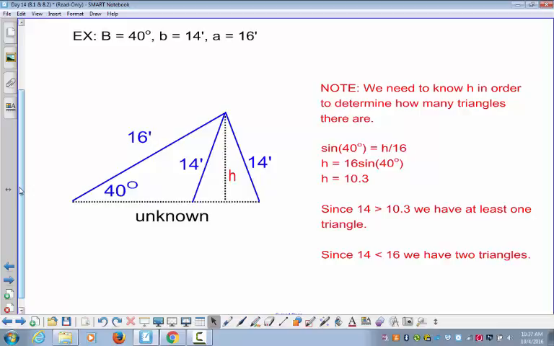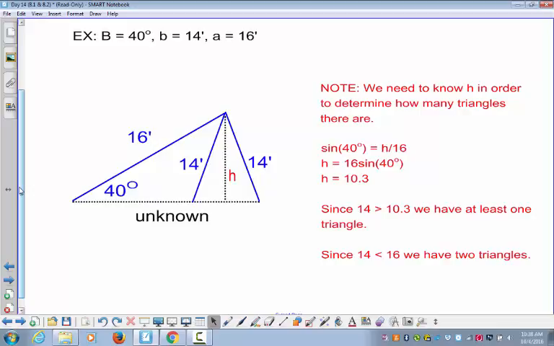And then we have two sides. We have the side that's opposite B, that's got to be over here, and we have the side that's not opposite B, which we'll put right there. Okay, so that's what it looks like. We have to decide, all right, is that 14 long enough to reach the base?